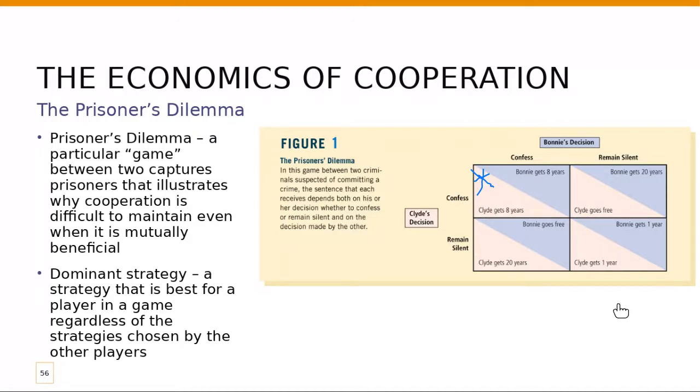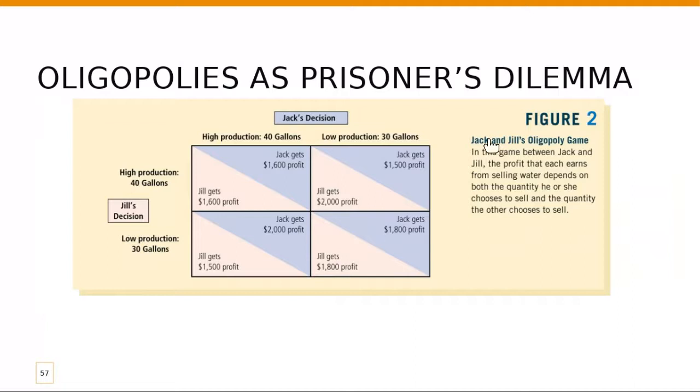Now, what does this mean for production? Well, similarly, we find that oligopolies face a prisoner's dilemma. The question now is whether you produce a lot or you produce little. If we zoom in here, we will focus on Jack and Jill doing their little water production. Apparently, it can be quite violent. Jack has been known to break his.